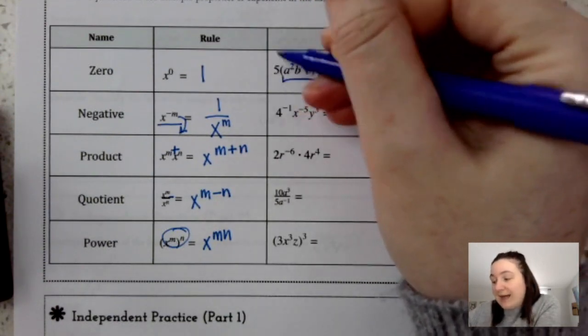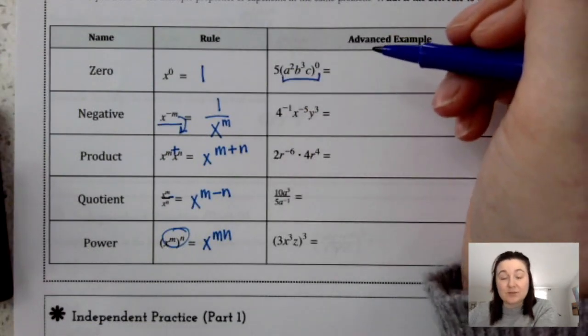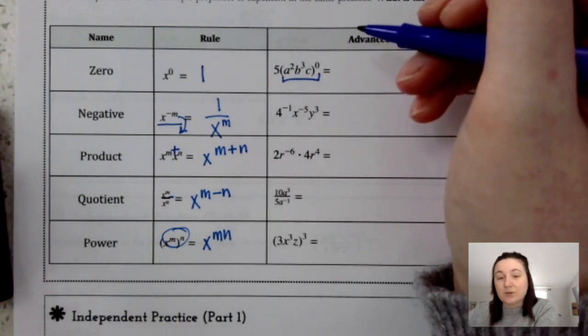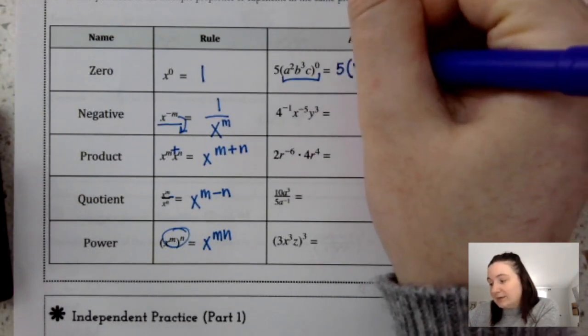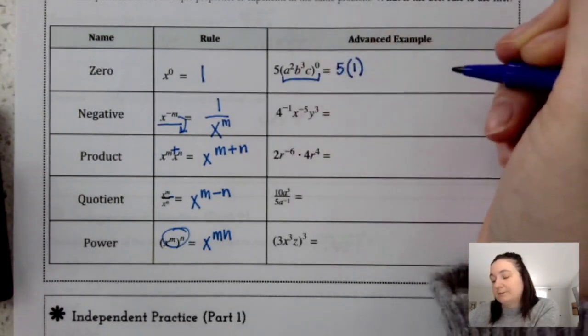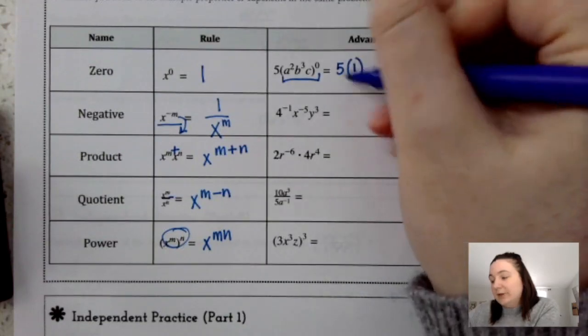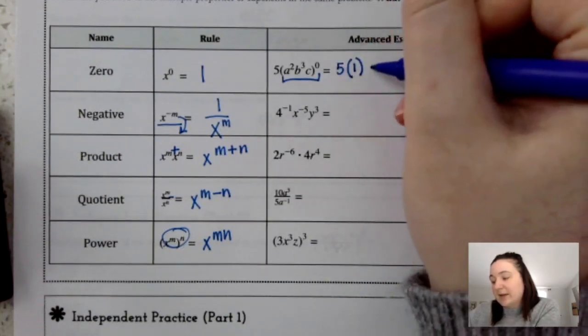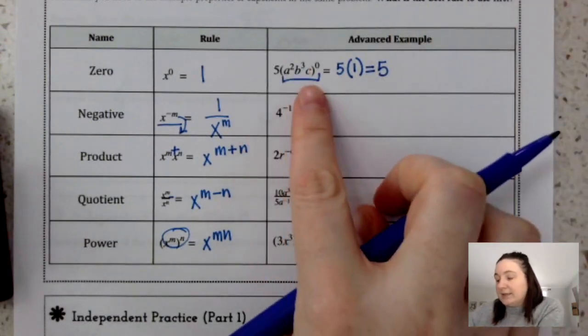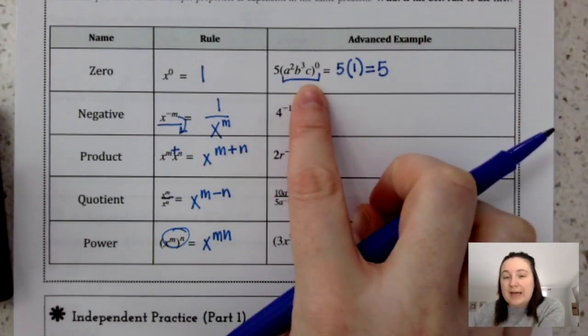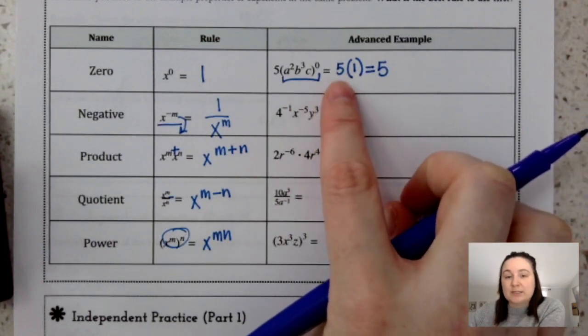However, the 5 is not in parentheses, so it is not raised to the 0 power, so the 5 is still there. It's kind of like we have a 5, and then parentheses, all that turned into a 1. And then you just want to simplify this a little bit. 5 times 1 is the same as 5. The nice thing about the 0 rule is that anything times 1 is just itself.